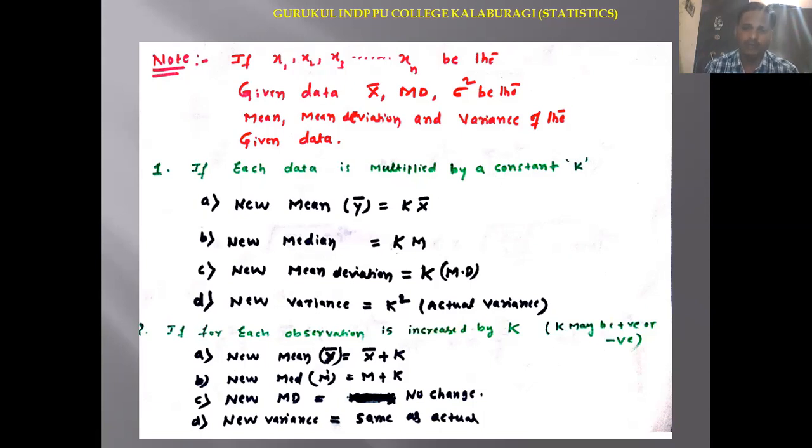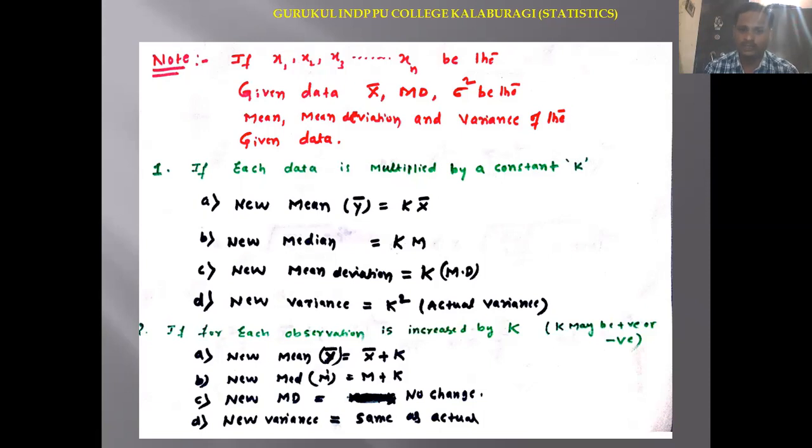So the new mean also increases by k. That is, the actual mean plus k: the new mean y bar equals x bar plus k. Similarly, the new median is also the actual median plus k. And the mean deviation is never going to change. Mean deviation remains as it is if we increase or decrease the data by k.